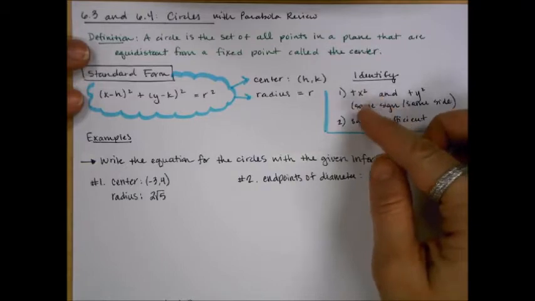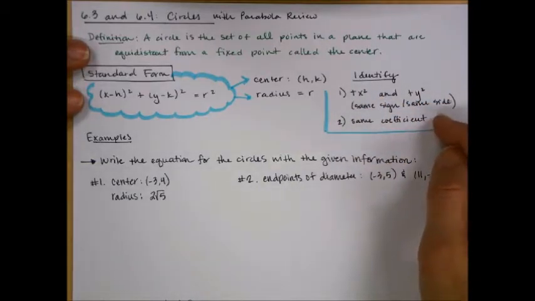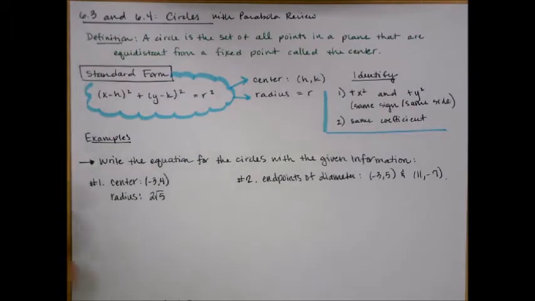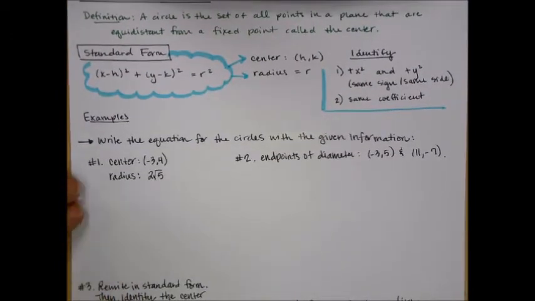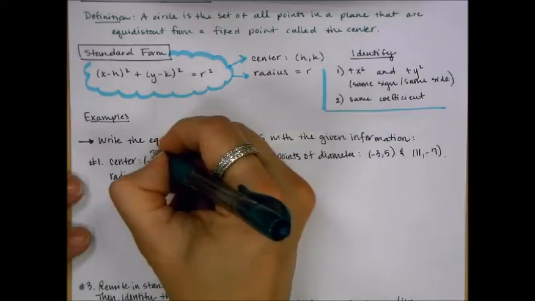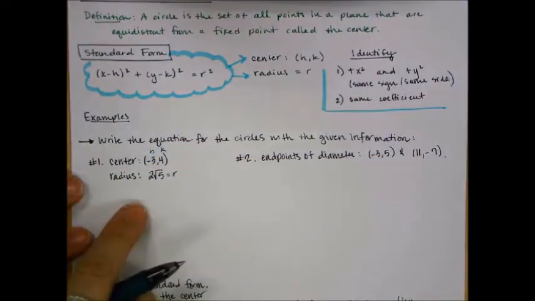Okay, so everything basically is the same. So we're looking for hopefully positive, but if they're both negative on the same side, it's okay. And then they have to have the same coefficient as well. So we're going to start here, just basically writing the equation of a circle, starting with a given center and radius. And all we have to do is plug in the values. So we're going to take our center -3, 4 for h and k. r is 2 root 5, and we just plug everything into our equation.